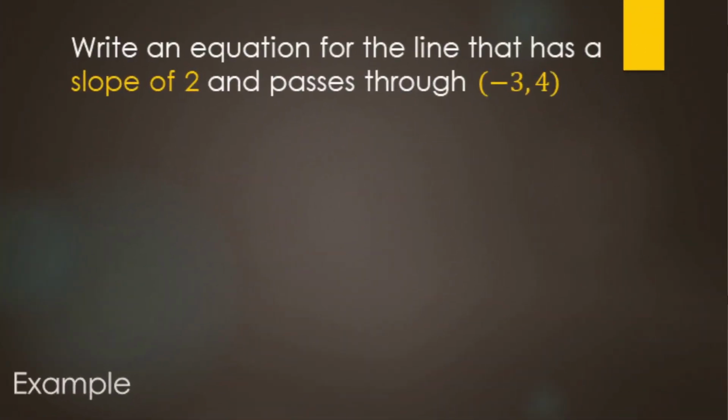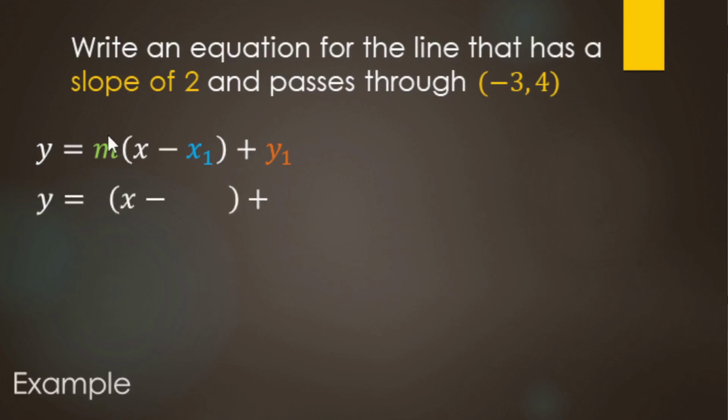We're going to write an equation of a line. It has a slope of 2 and it passes through the point -3, 4. So the information that's given to us is we have a point and we have the slope, so we are going to use point-slope form. So remember that m, that is going to be the slope. It says right here that's going to be a 2, so the m gets replaced with a 2.